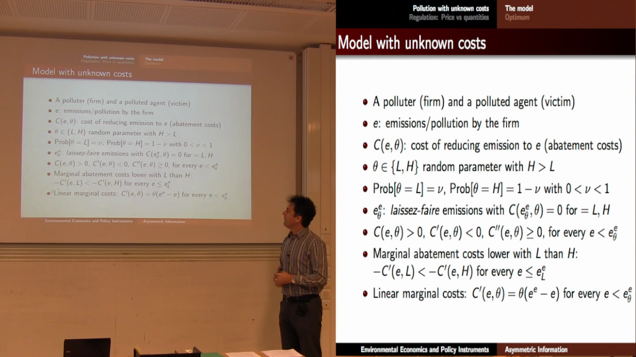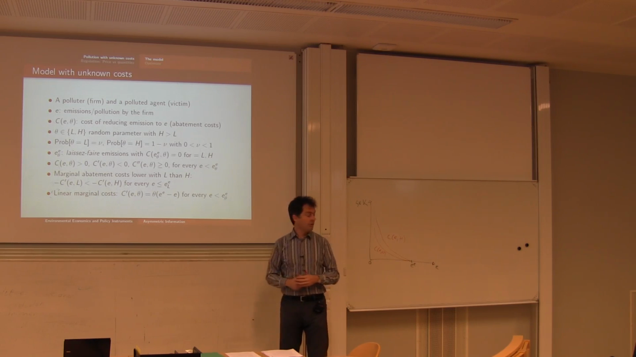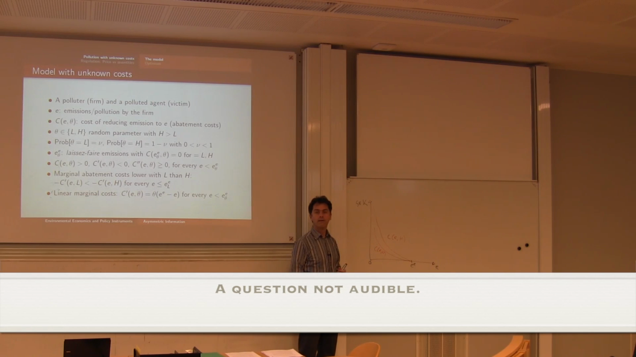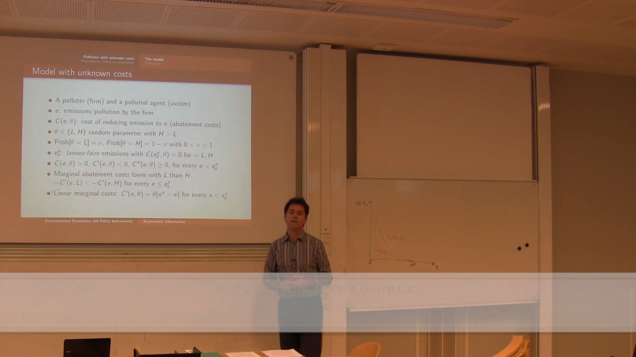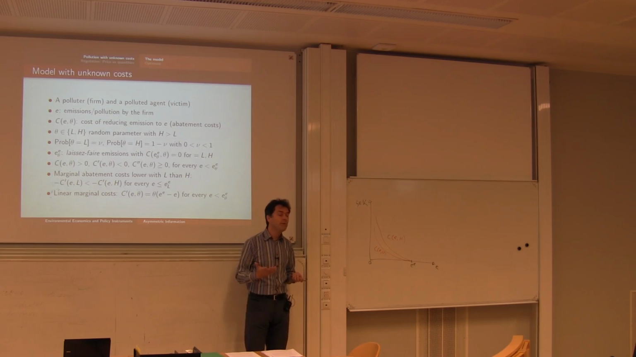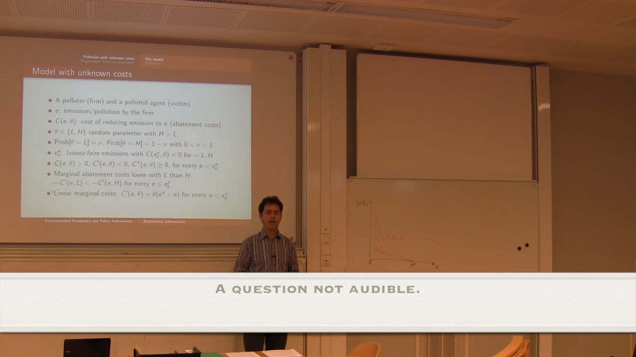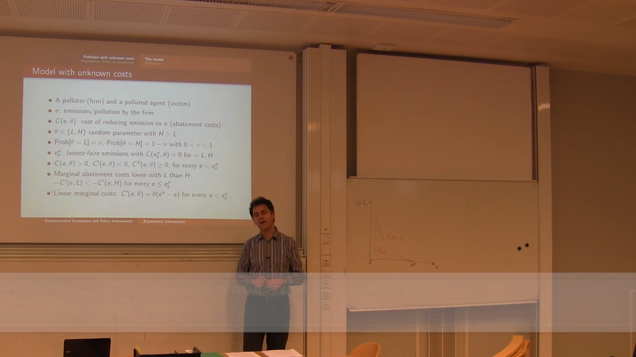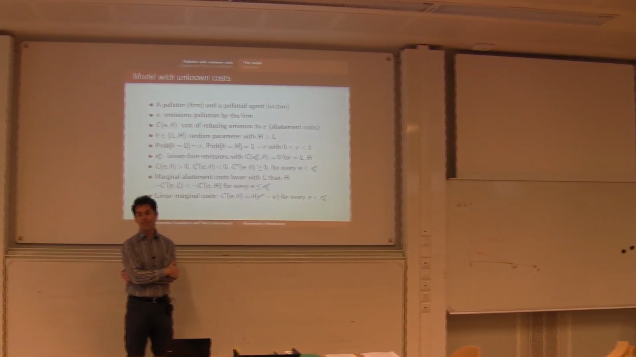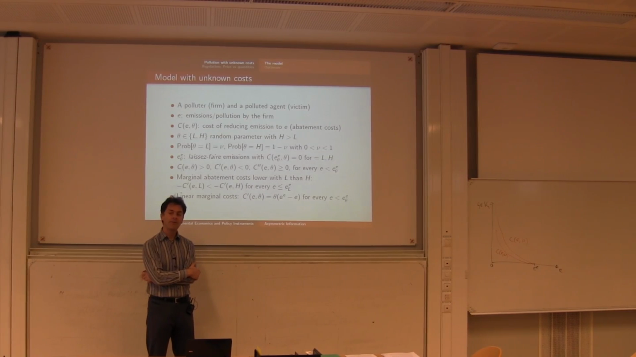Another important assumption is that the marginal abatement costs are lower with lower cost. So not only the costs are lower, but also the marginal cost. The regulator will observe the emissions, so the asymmetric information is not on emission, it's really on cost. If the firm has those two technologies, of course, as long as the emissions are regulated, the firm will pick the lowest cost, of course.